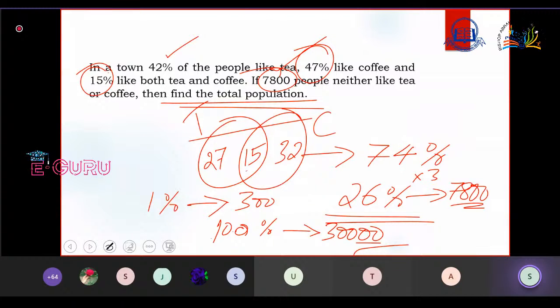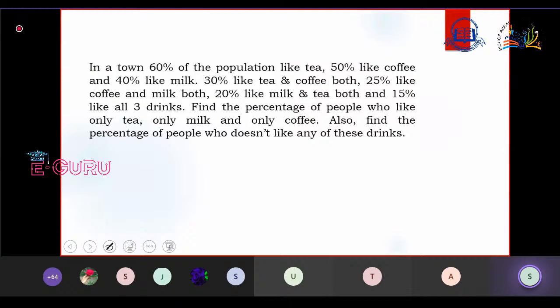Okay. So this Venn diagram is very useful. Even if more than two categories are coming, then also you can apply the Venn diagram. So next question, there are three variables. You can do it yourself. You can try it yourself.